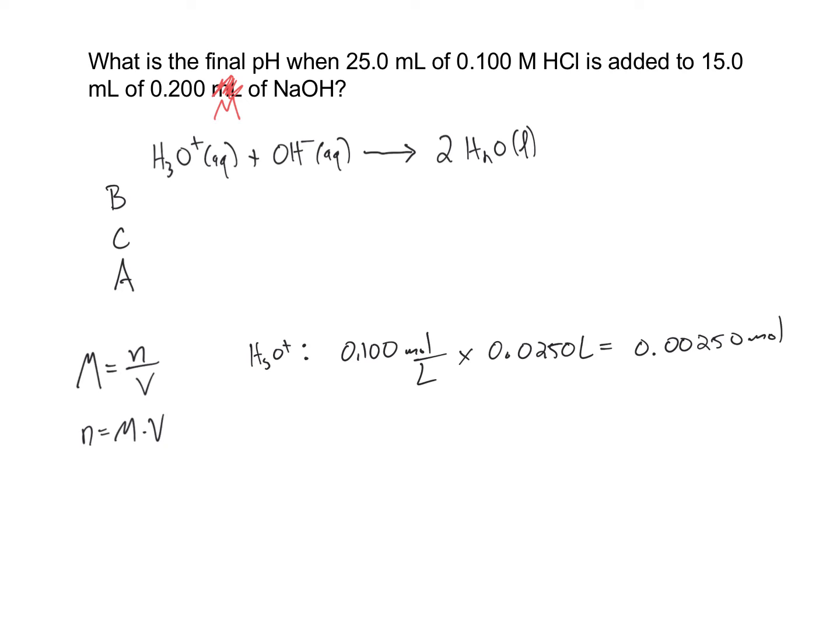So that's the moles of HCl, or H3O plus. All right, we'll do the same thing for the hydroxide. So now my concentration is 0.2 molar, or 0.2 moles per liter. My volume is 15 milliliters, so that's going to be 0.0150 liters. And so I get 0.003 moles of hydroxide.